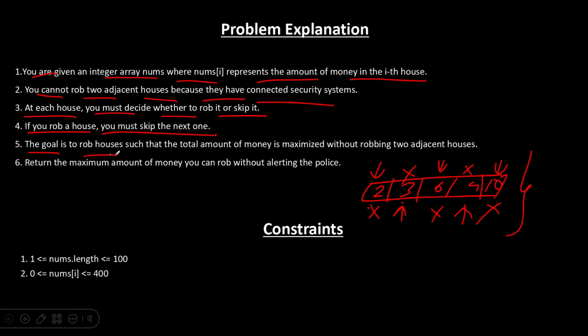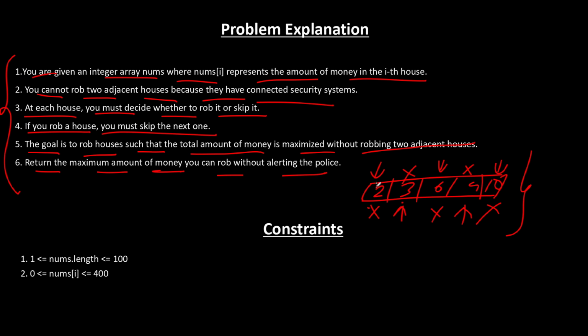The goal is to rob houses such that the total amount of money is maximized without robbing two adjacent houses. So you have to maximize the money. Return the maximum amount of money you can rob without alerting the police. So basically, you have to follow this structure, and the money you get has to be maximum, of whatever ways you take. The constraints are that the nums length could be from 1 to 100, and the value of nums of i could be from 0 to 400. I hope you understood the problem explanation. Let's move to the next slide.